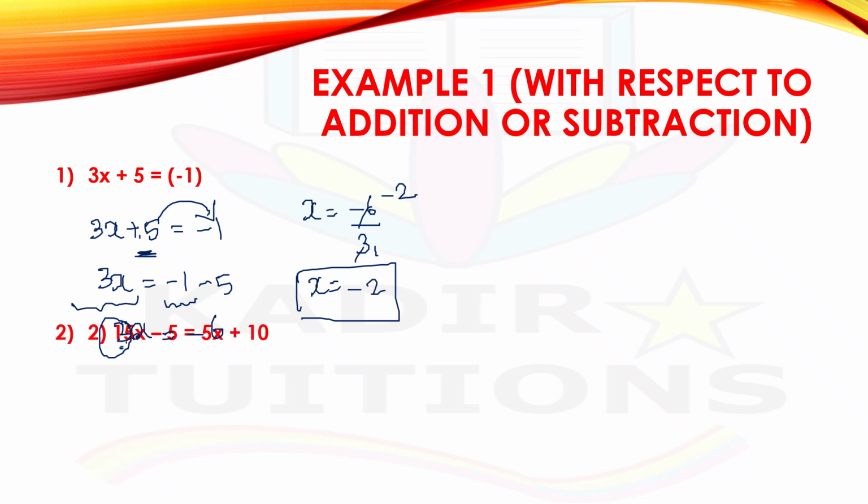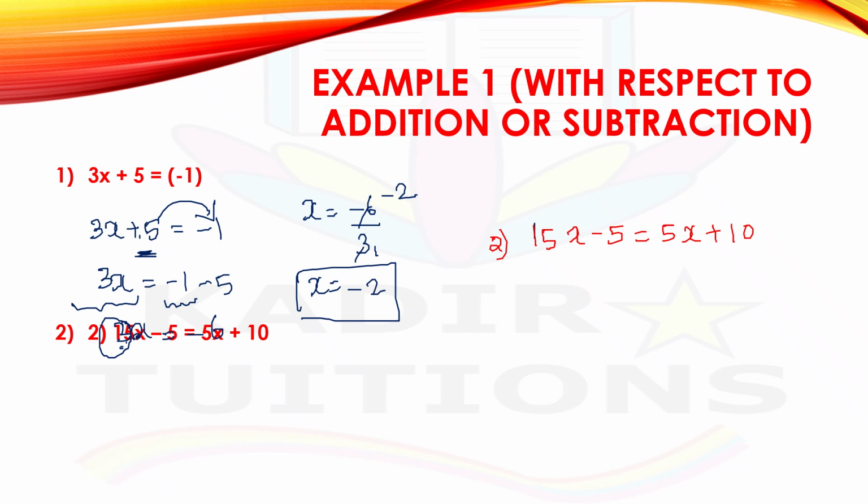Yes, the next problem is 15x. So I'm writing it here again, a little confusion. Yes, so 15x minus 5 equal to 5x plus 10. This is problem number 2. So what is our first step? Move all the x terms to one side, that means to the LHS, and move all the constants to the RHS.